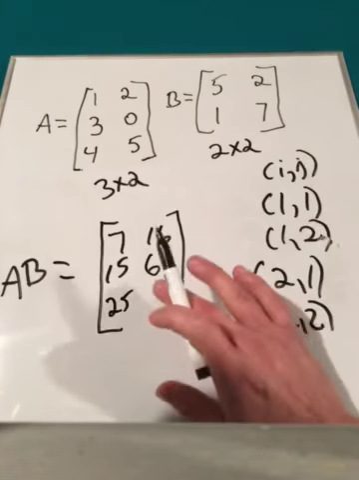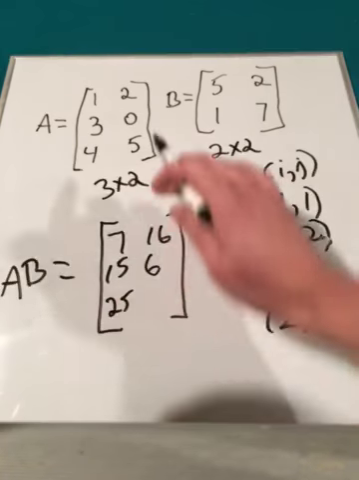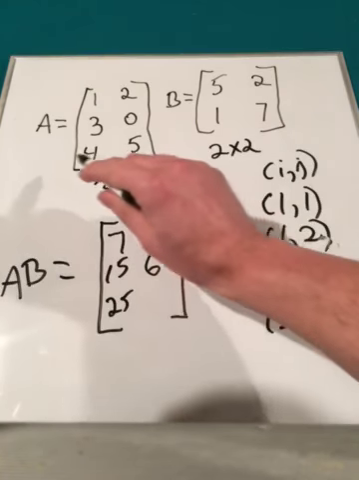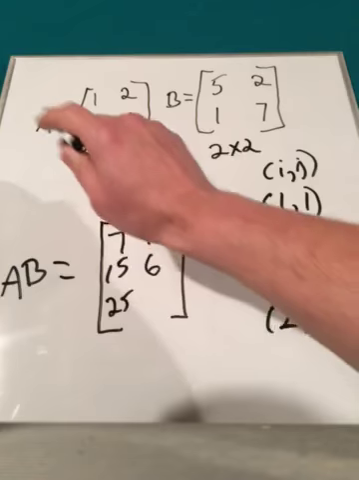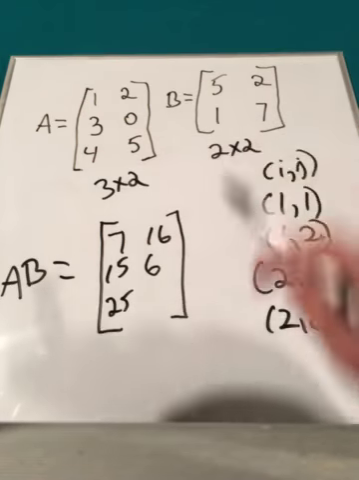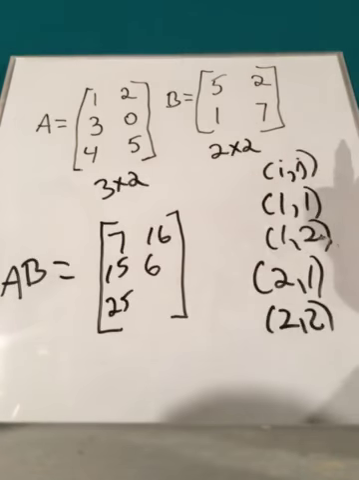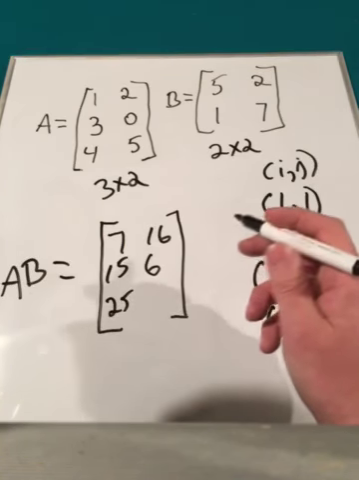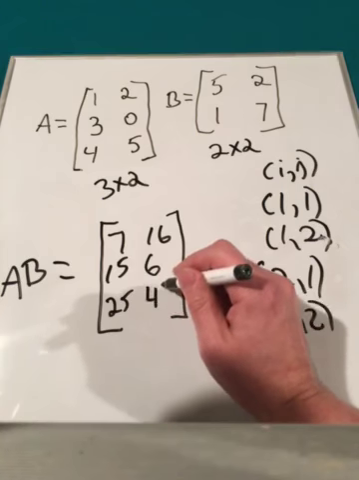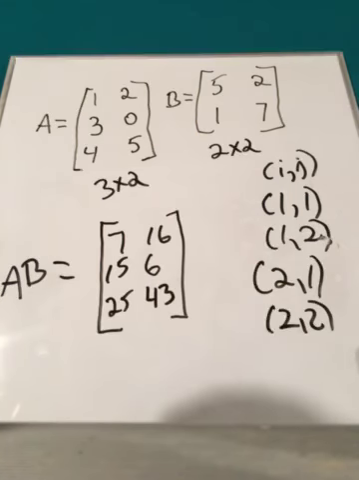Okay, and then our last entry is our third row, second column. So it's the dot product of the third row of A with the second column of B. So that's 4 times 2, 8, plus 5 times 7. So that's 8 plus 35. What is that? 35 plus 10 is 45, but it's plus 8, so 43, right? My arithmetic is not the greatest, but I believe that's right.